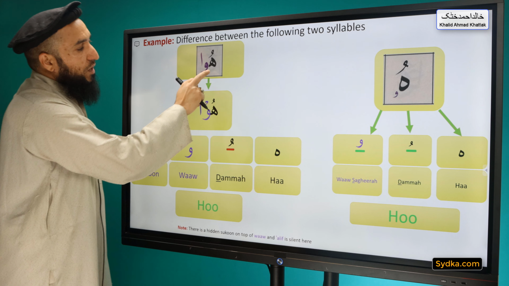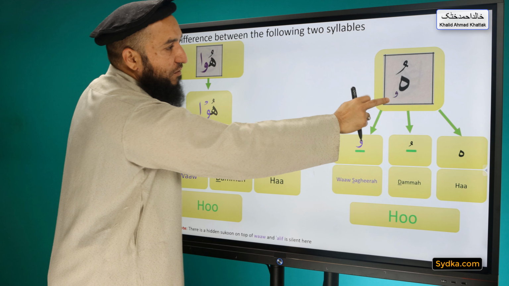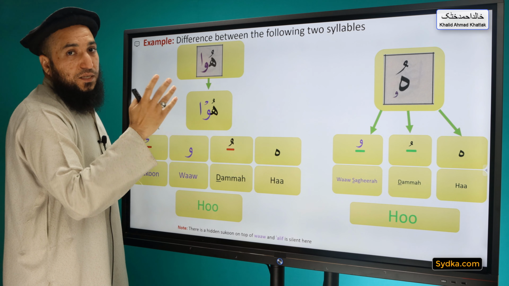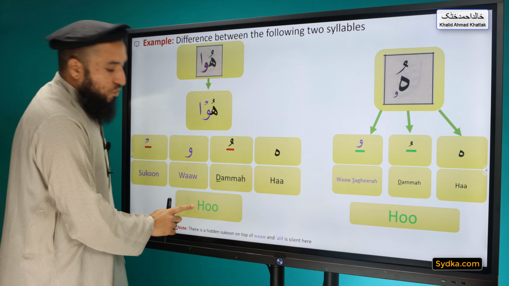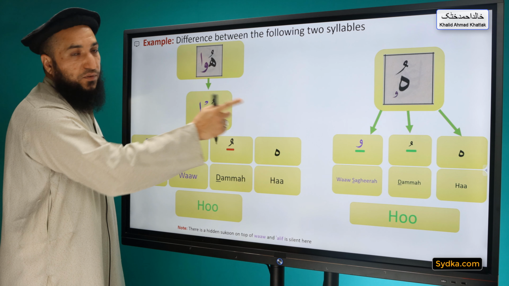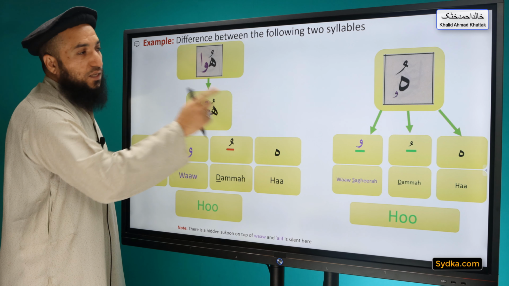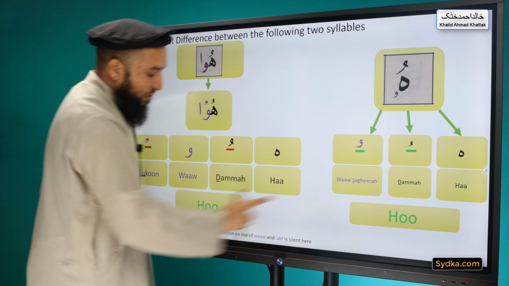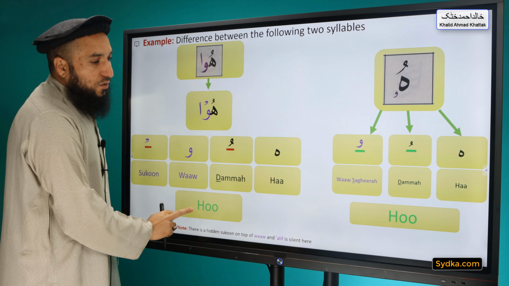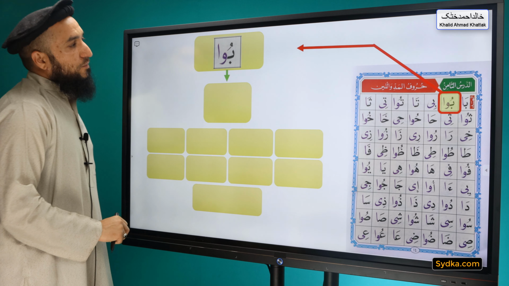The next structure, we have this structure and we have this structure. Whenever we see these two, the sound would be the same. Two counts, hu, hu. The only difference they have is the written form. The written form is this, and this is different than this one. But the actual sound, pronunciation, and the rules applied to them are the same.